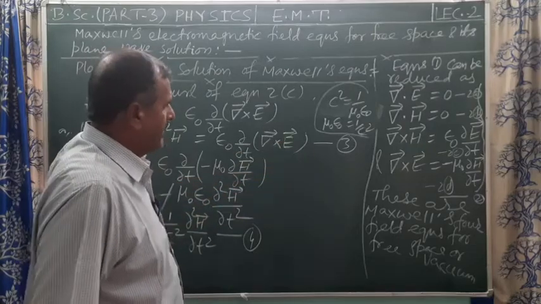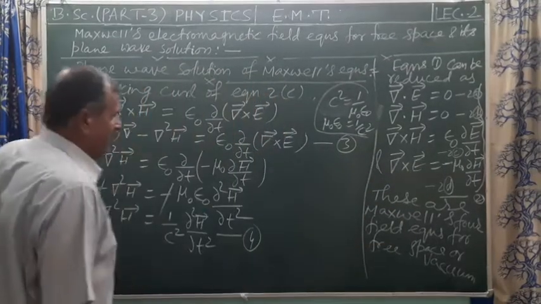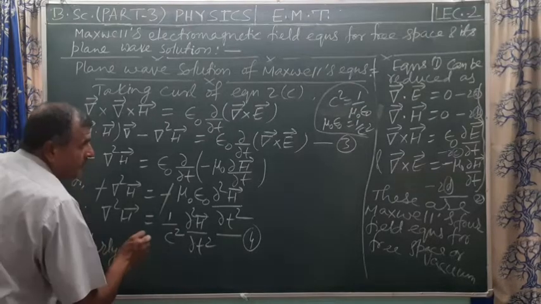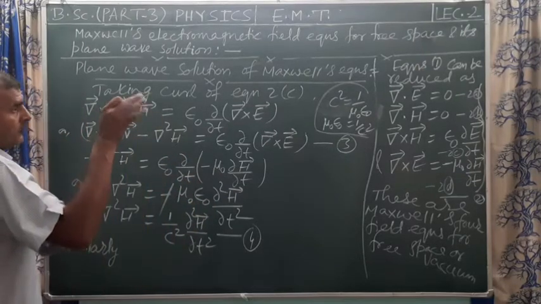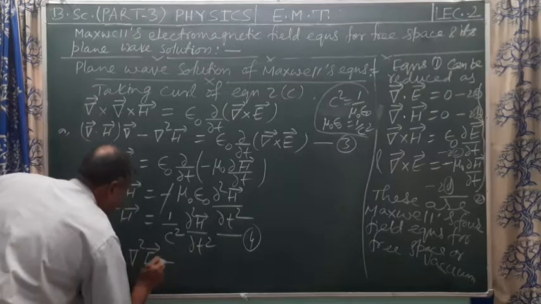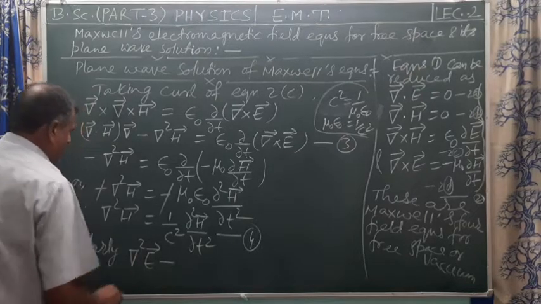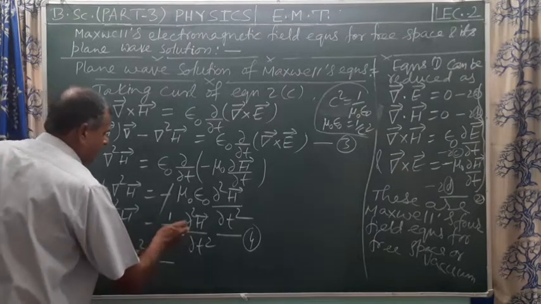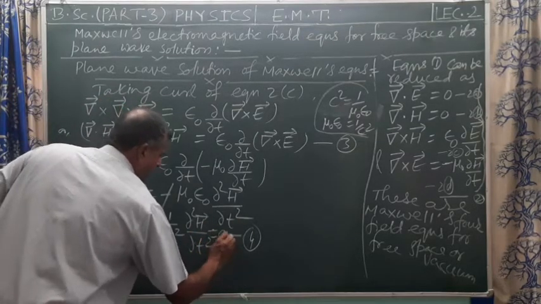Using equation 2C in this equation after taking curl of equation 2D, we have from equation 2D, taking curl on both sides of equation 2D and then using equations 2A and 2C, we can obtain del square E vector minus 1 by C square del square E upon del T square is equal to 0. Equation 4 can similarly be written as del square H vector minus 1 by C square del square H upon del T square is equal to 0.